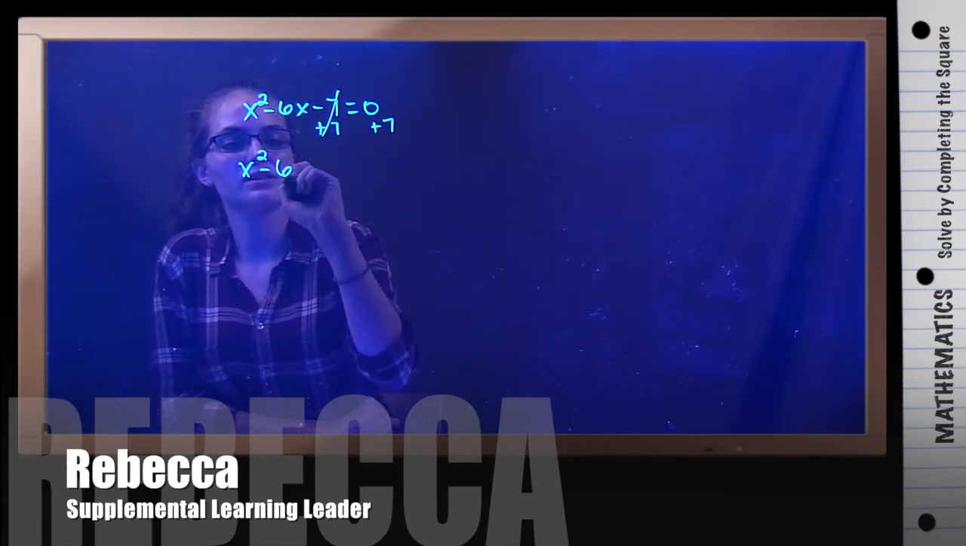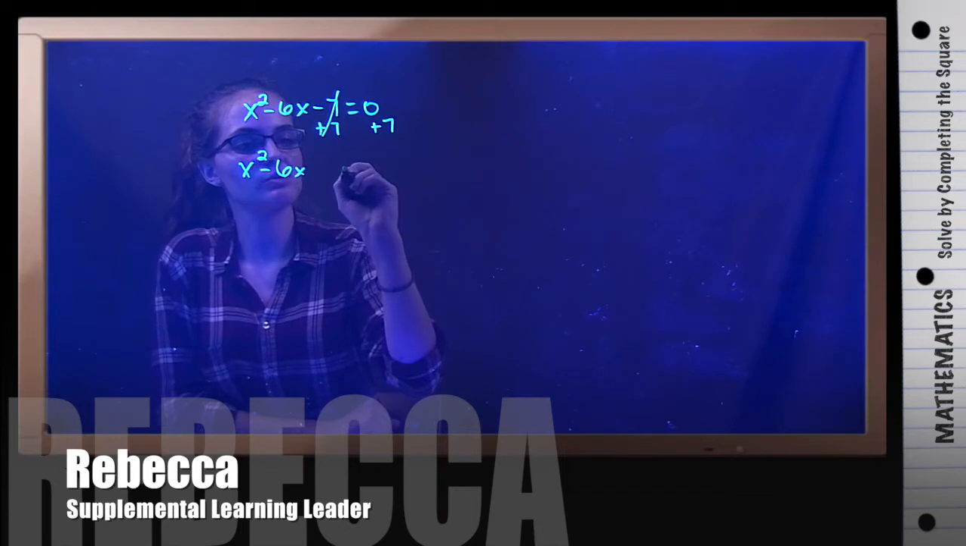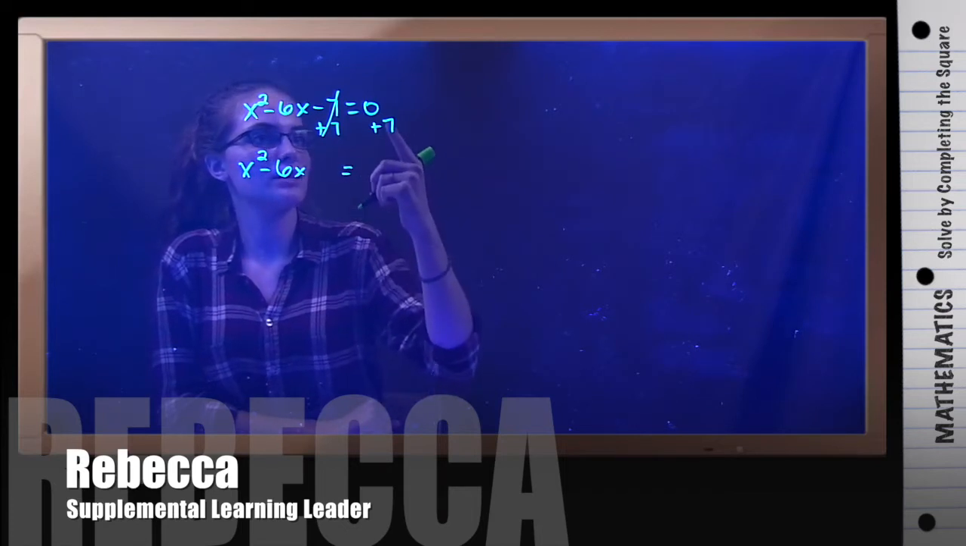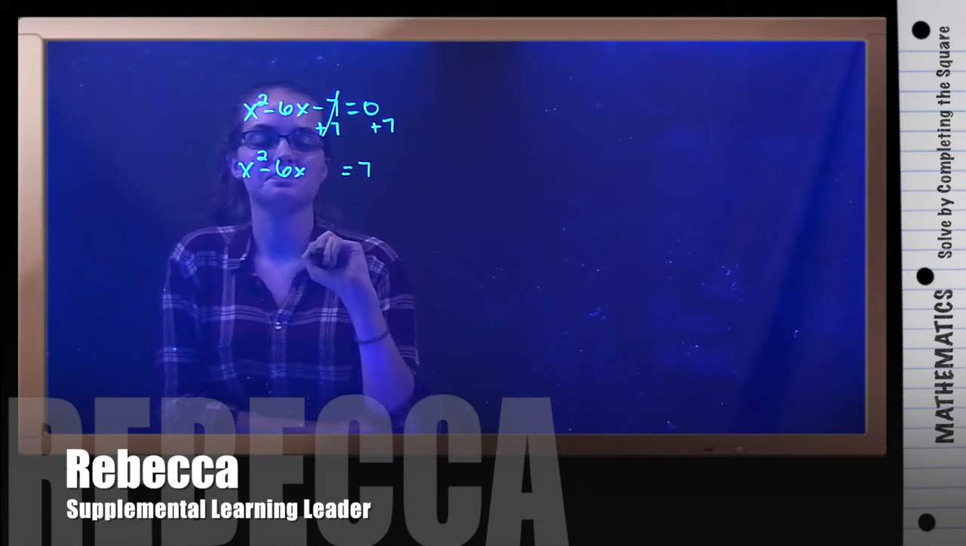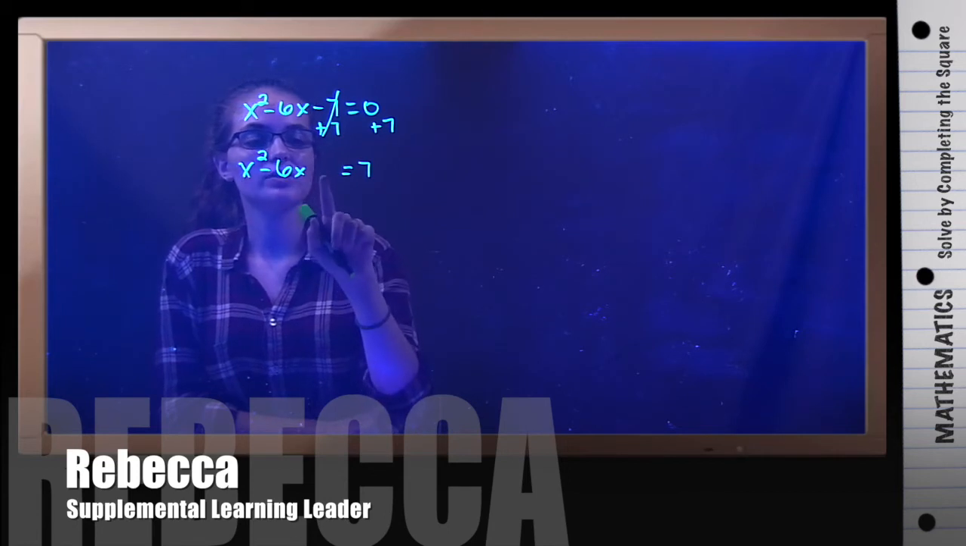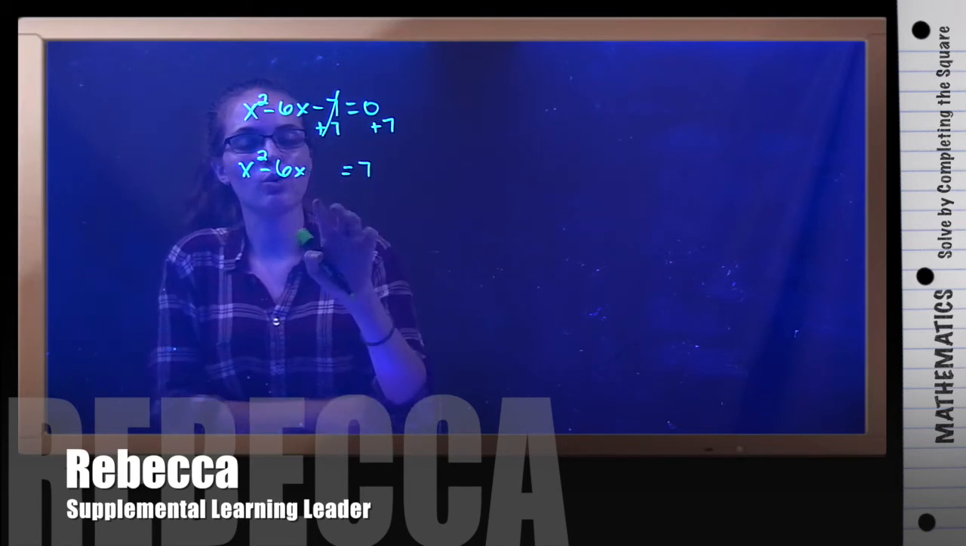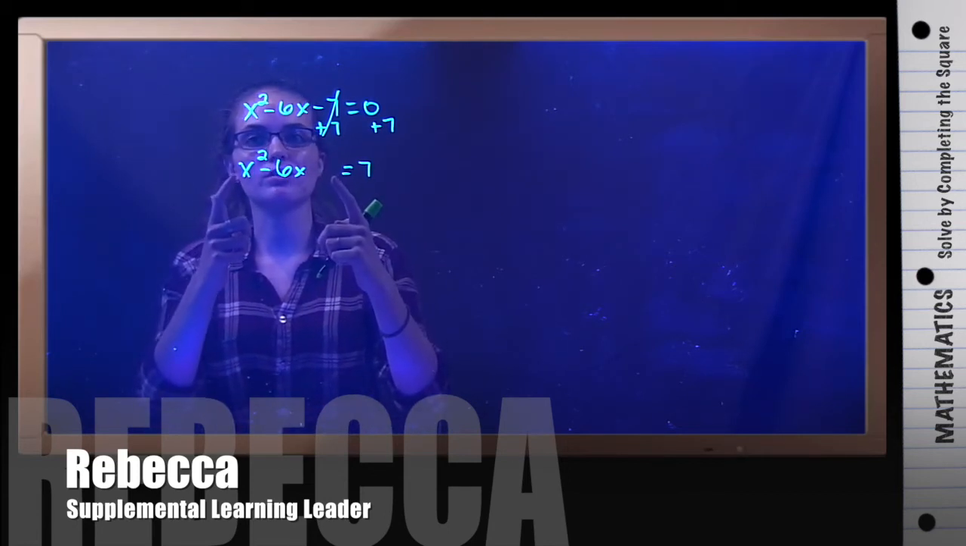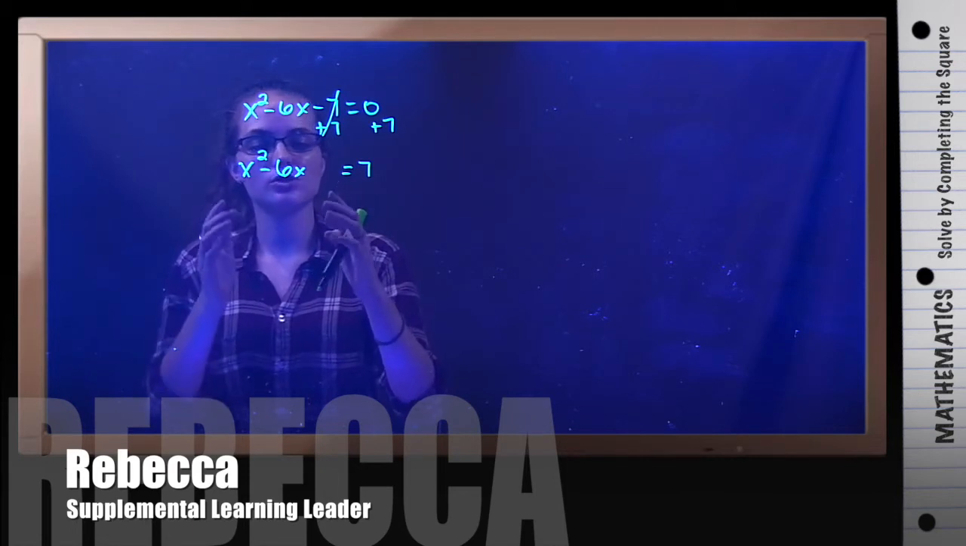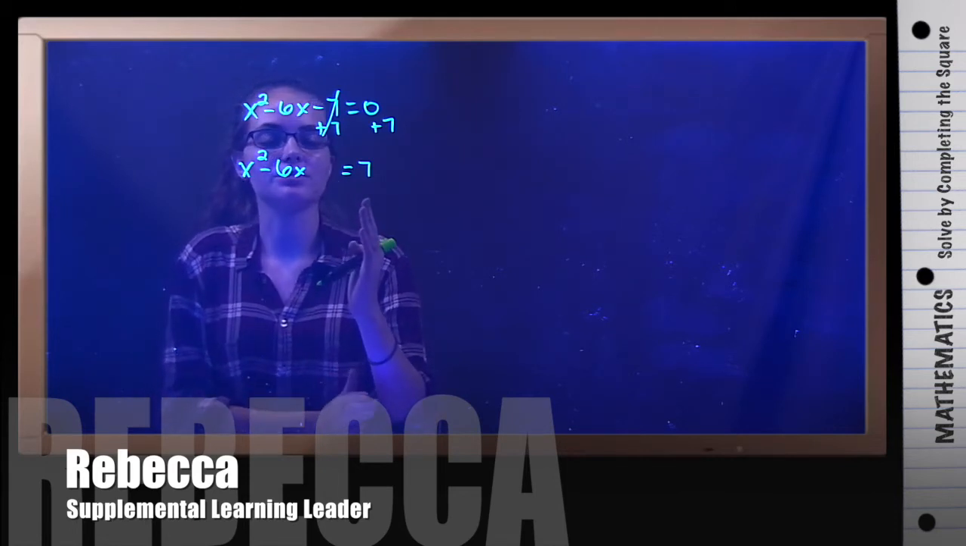x squared minus 6x. I always leave a space here because we're going to have to put a number in there. And then 0 plus 7 is obviously 7. Now, we have to determine what number will go here in order to make this a perfect square trinomial. That's our goal, so that we can use the square root method after.